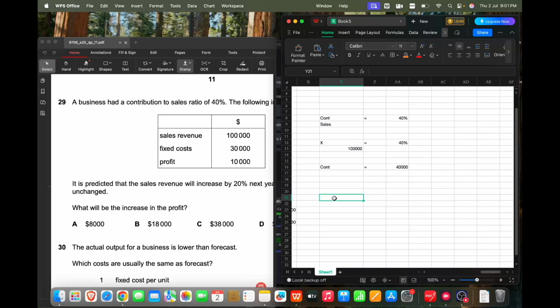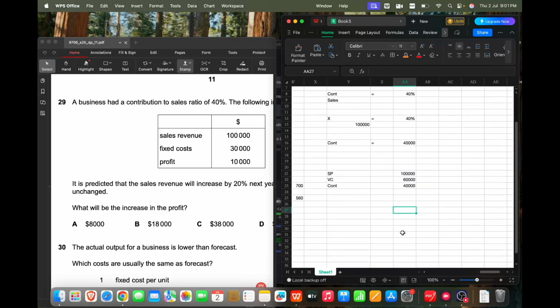How do I calculate contribution? Selling price minus variable cost will give you contribution. Selling price we already know is 100,000. Contribution we just calculated, which is 40,000. That means my variable cost should be 60,000. Okay, I calculated that this way.